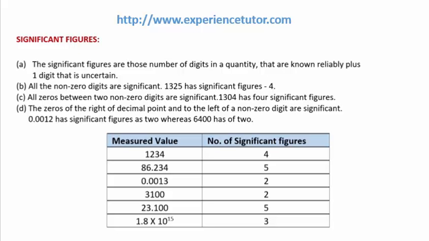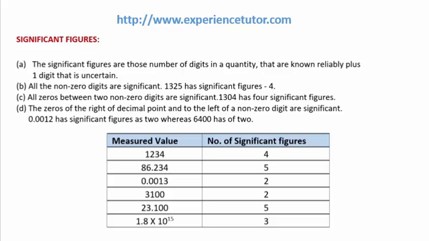All the non-zero digits are significant. For example, 3.45 has significant figures 4. All zeros between two non-zero digits are significant. For example, 1304 has 4 significant figures.